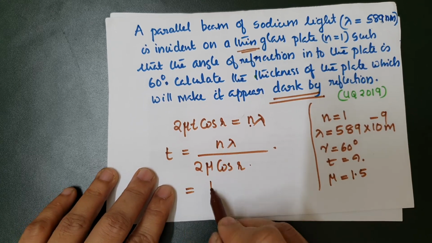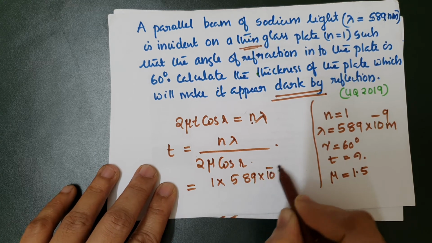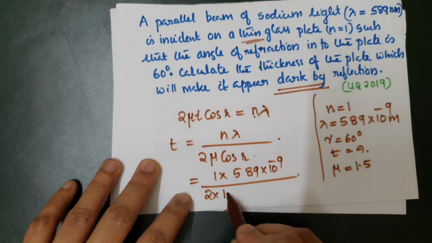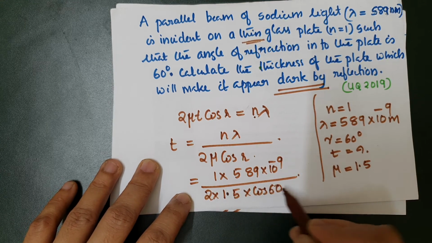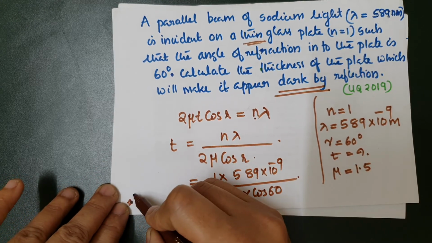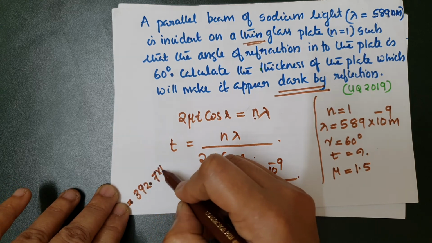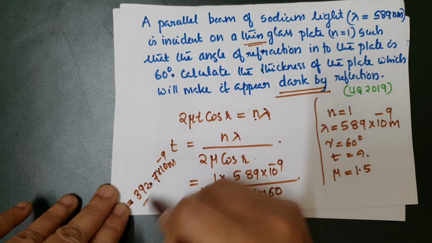Substituting this value, n is 1, lambda 589 into 10 raised to minus 9 divided by 2 into 1.5 into cos 60. It will give us a final value of 392.7 into 10 raised to minus 9 meter. This is the value.